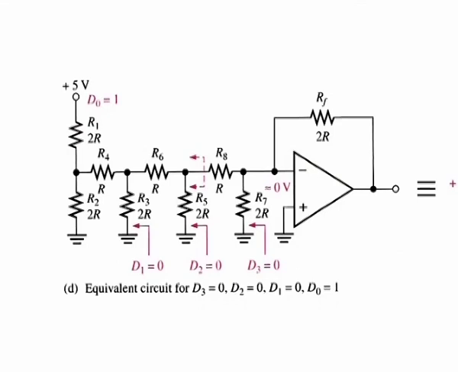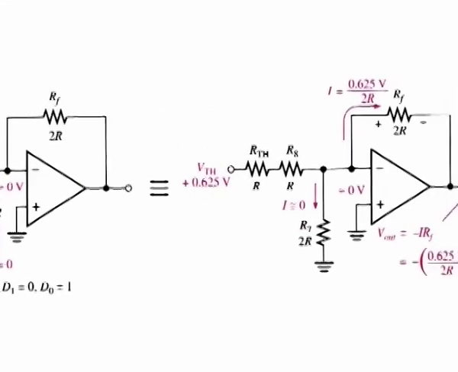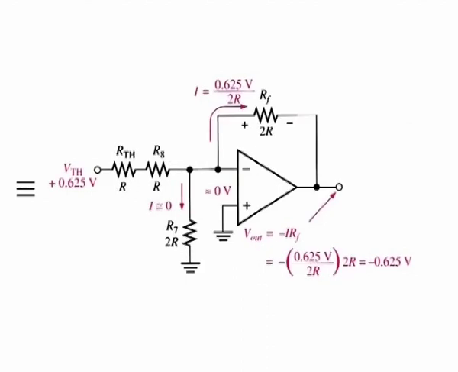Figure D shows the equivalent circuit representing the case where D0 is at plus 5 volt and the other inputs are at ground as shown. This condition represents 0 0 0 1. Thevenizing from R8 gives an equivalent of 0.625 volt in series with R as shown. The resulting current through RF is I equal to 0.625 volt divided by 2R, which gives an output voltage of 0.625 volt.